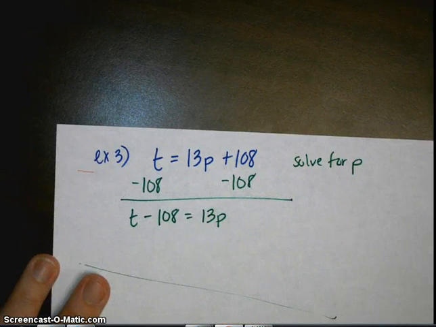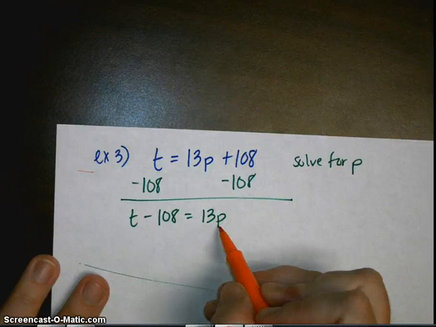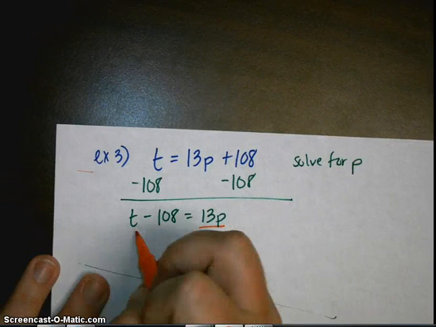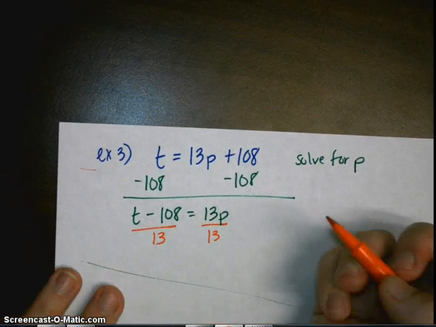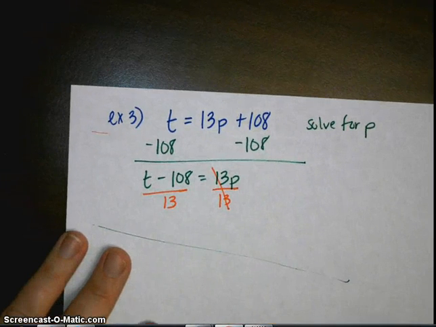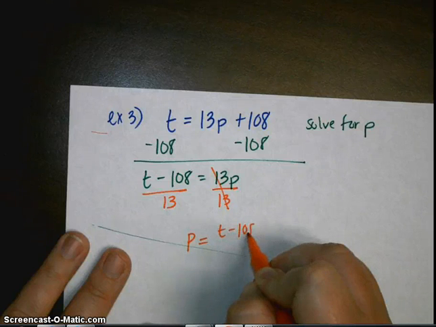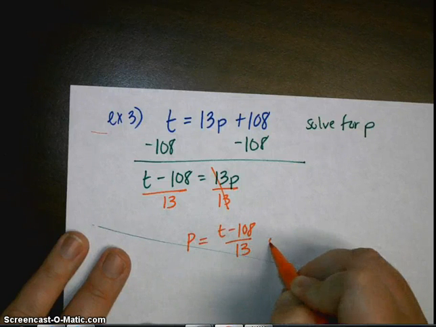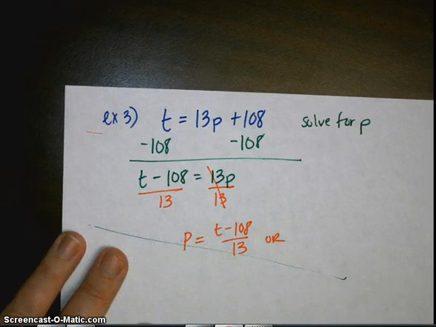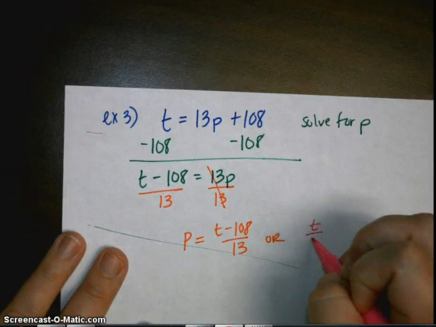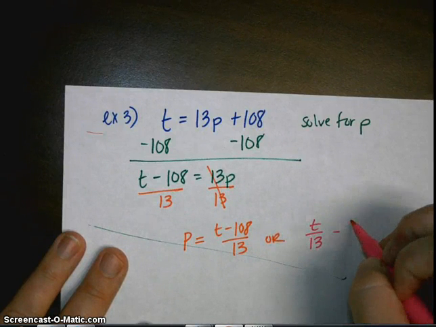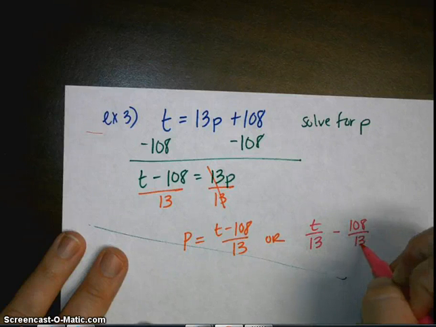Again, this is multiplication. So how do I undo multiplication? I divide. And again, I could be looking for two separate answers. I could be looking for p equals t minus 108 over 13. Or I could split it into two separate fractions, which would be t over 13 minus 108 over 13.